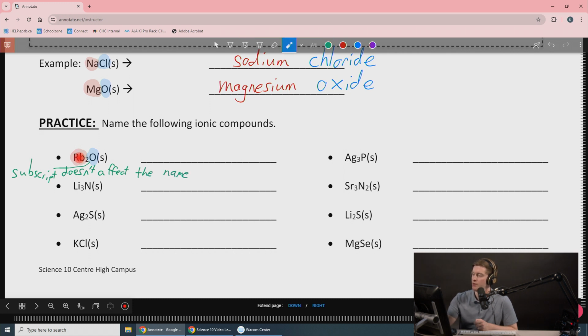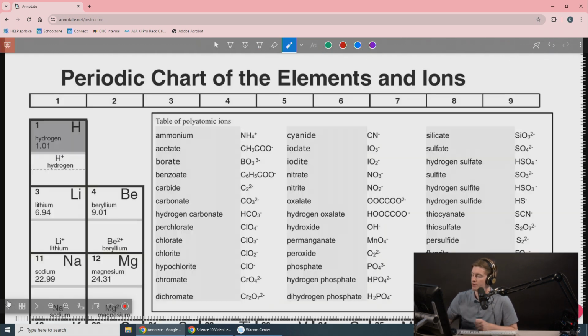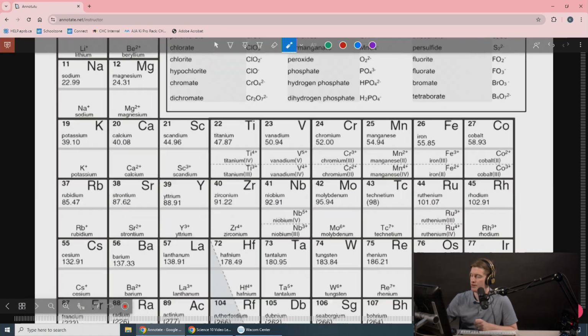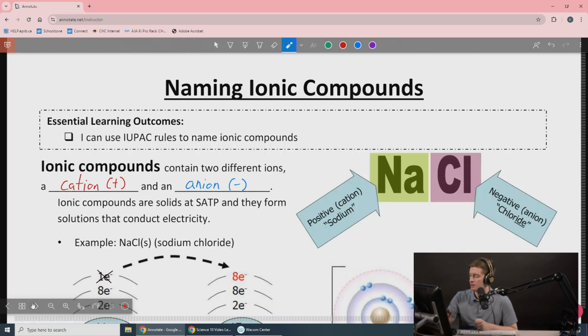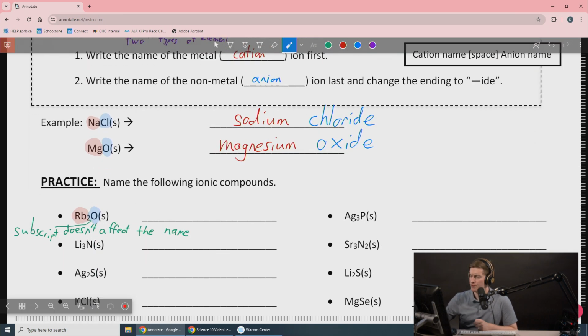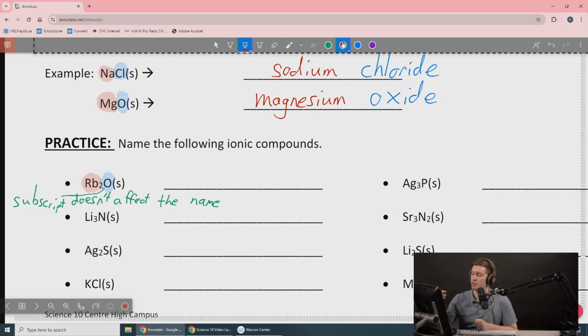So if you're looking here, we do know that there are 2 rubidiums, that's Rb. If you're back on your periodic table, you can find Rb in group number 1, it's number 37. Rubidium, Rb+, that's also the name of the ion. But even though there's 2 of them, it doesn't change the name we give to it. We don't call it 2-rubidium or dirubidium, it's just rubidium. So this is just rubidium. And then the O in its ion form is oxide as well.